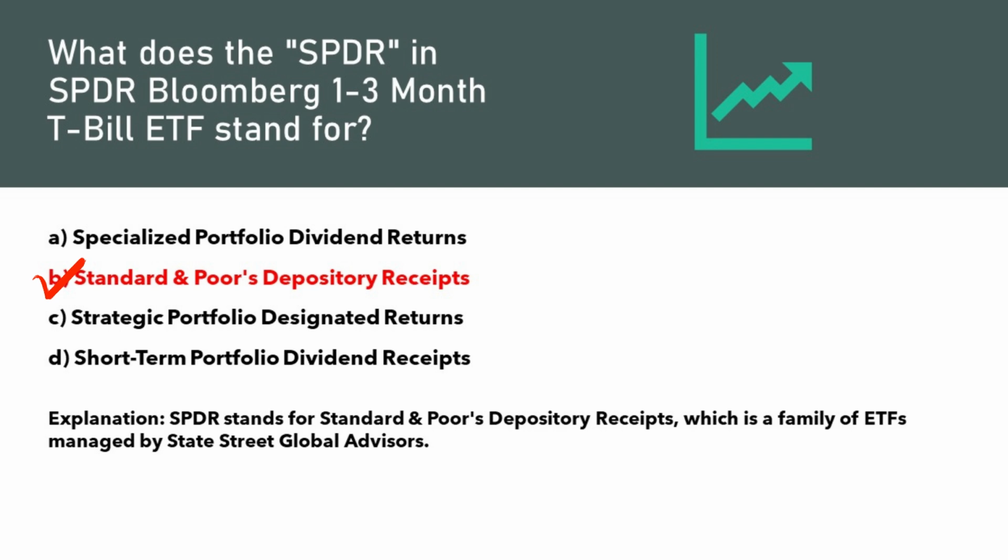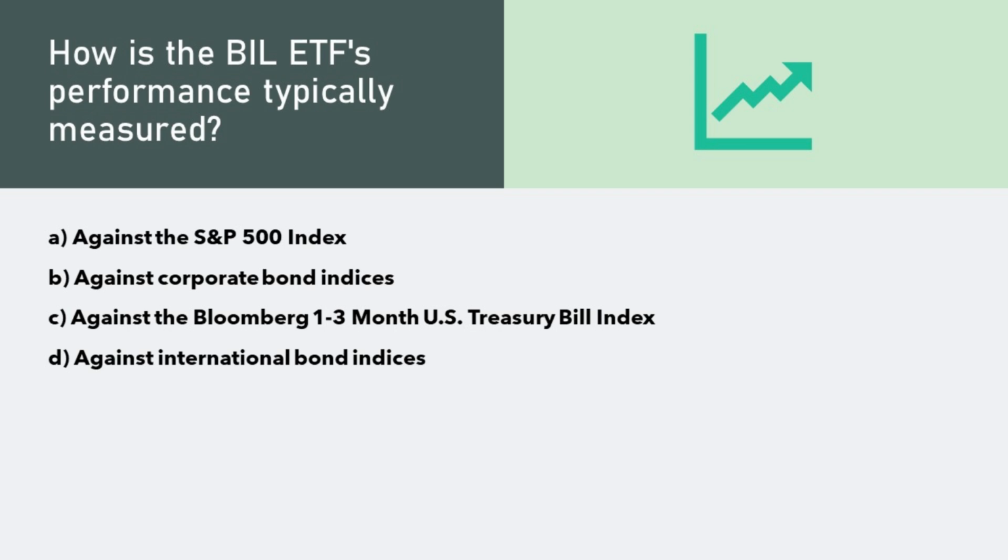Answer: B. Standard Poor's Depository Receipts. Explanation: SPDR stands for Standard Poor's Depository Receipts, which is a family of ETFs managed by State Street Global Advisors. How is the BIL ETF's performance typically measured?